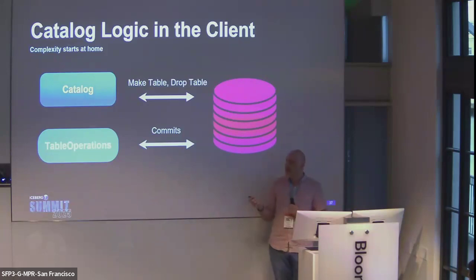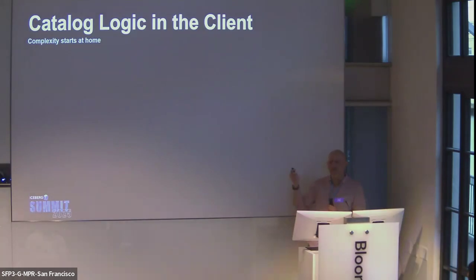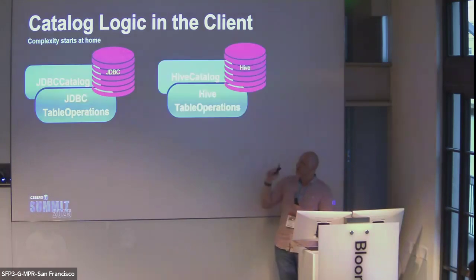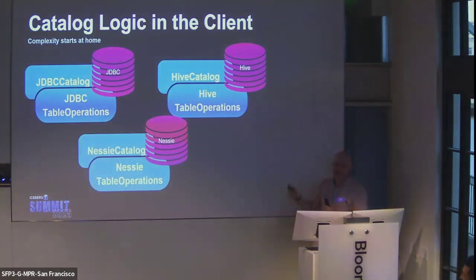So what we end up doing here is then for each of these implementations, we have two new classes. So for JDBC, we have JDBC catalog, JDBC table operations. For Hive, we have Hive catalog and Hive table operations. Nessie catalog, Nessie table operations, and then so forth.